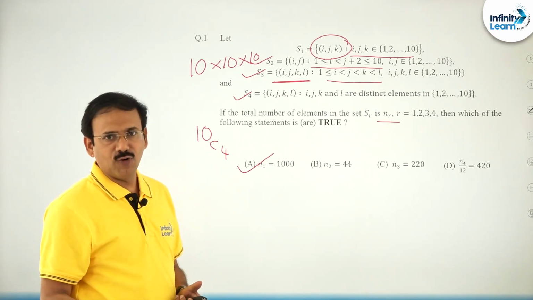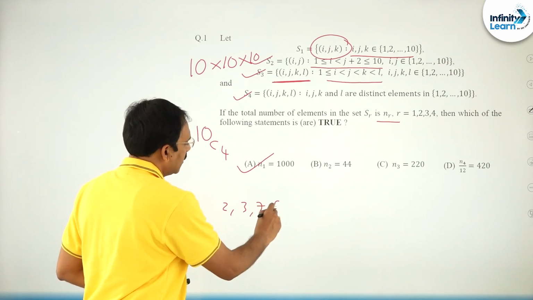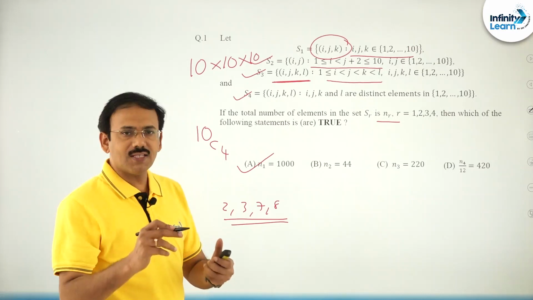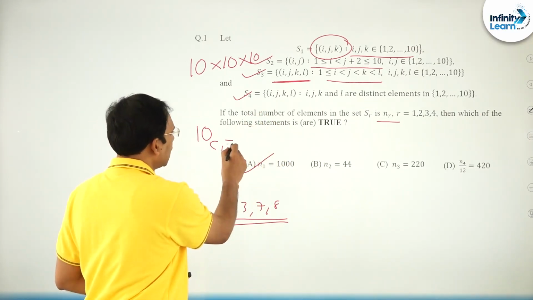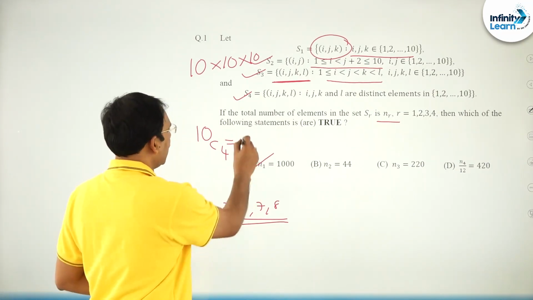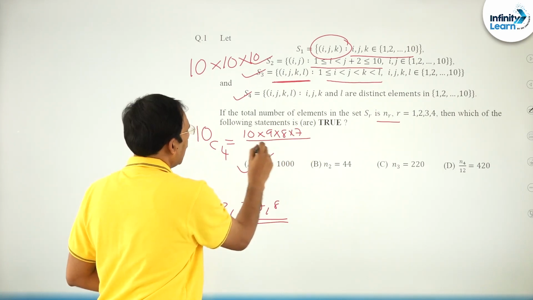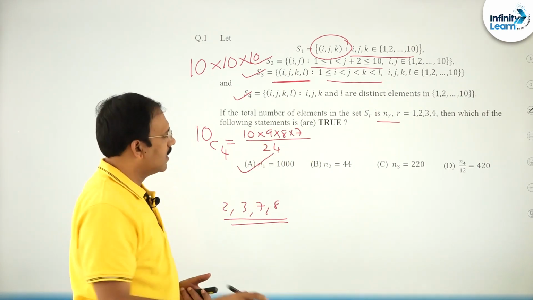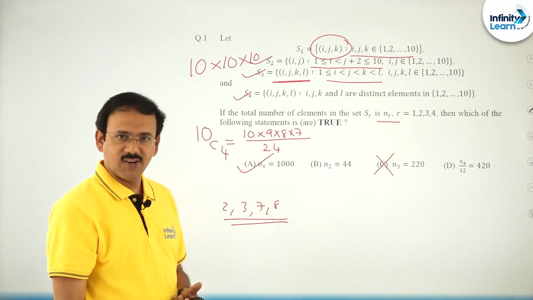Whenever you select 4, suppose you have selected 2, 3, 7, 8, there will be one and only one order possible. So for each selection one combination is possible. So the answer is 10C4, which is 10 into 9 into 8 into 7 by 4 factorial, which is going to be 240. He has given 220, so this cannot be the answer.